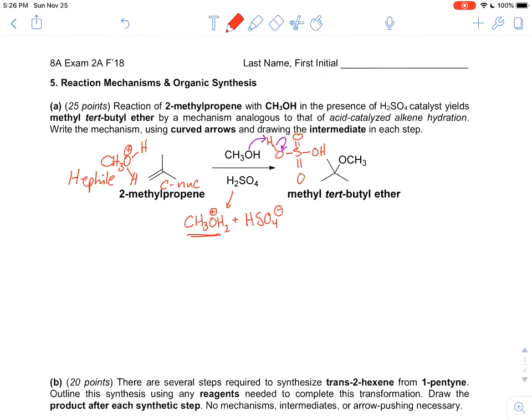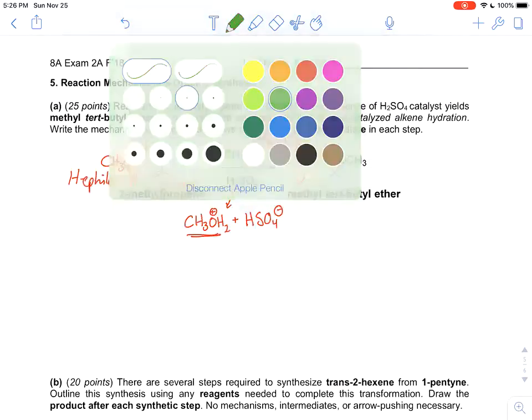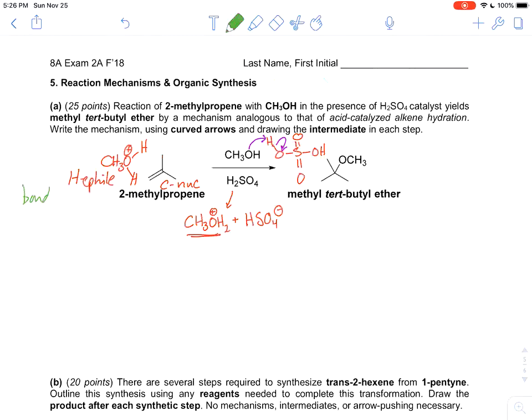And I think before I go any farther, I'm going to make a nice little list of all the bonds that are broken in this process and all the bonds that are formed. We're not really going to pay attention to the bonds in sulfuric acid itself because sulfuric acid is a catalyst. It's regenerated throughout the course of the reaction. So I'm really just going to focus on what's actually given in black.